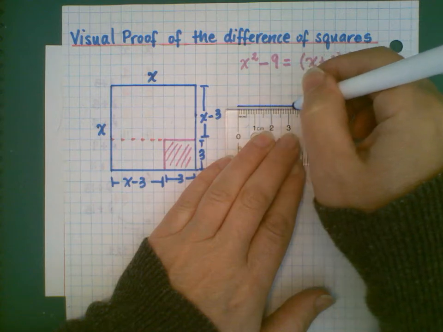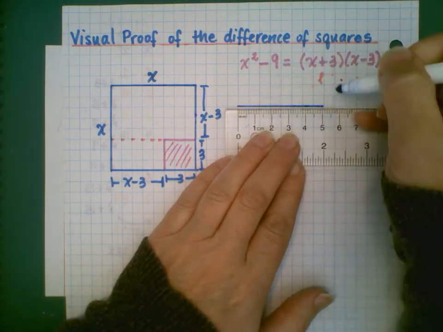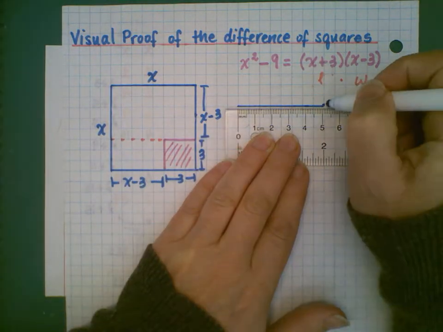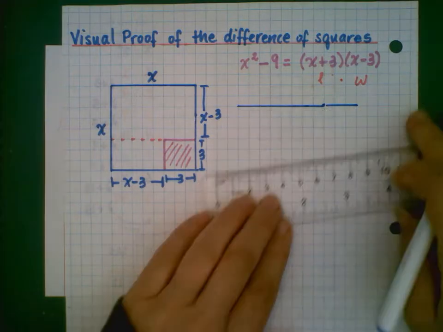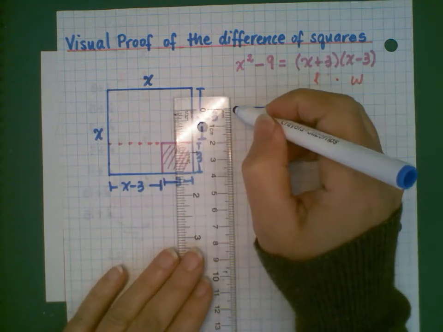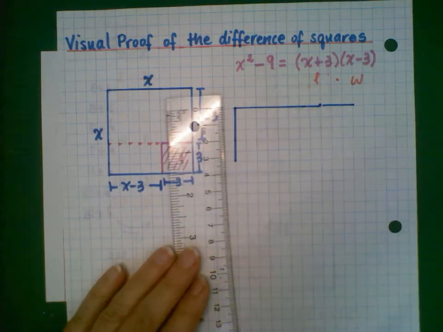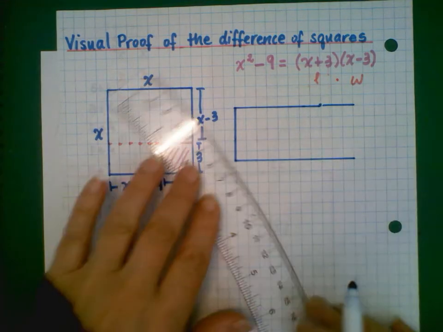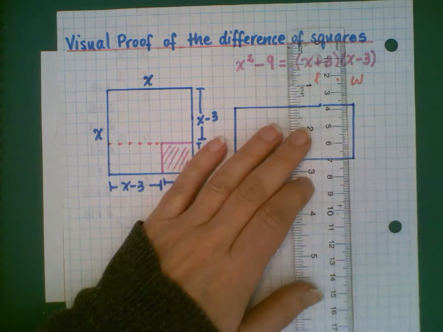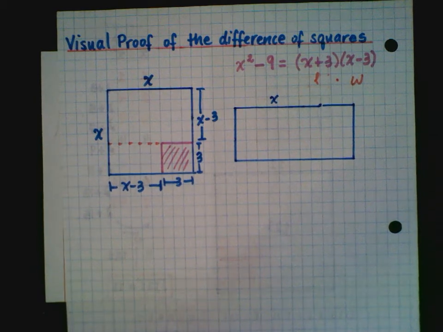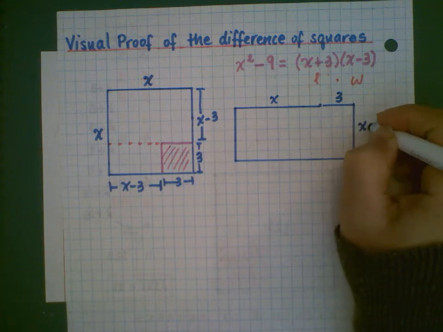So I'm going to have x across like that. And then I'm going to have 3 more squares there. And the height is, in this case, 5. This is x, and this is 3, and this dimension is x minus 3.